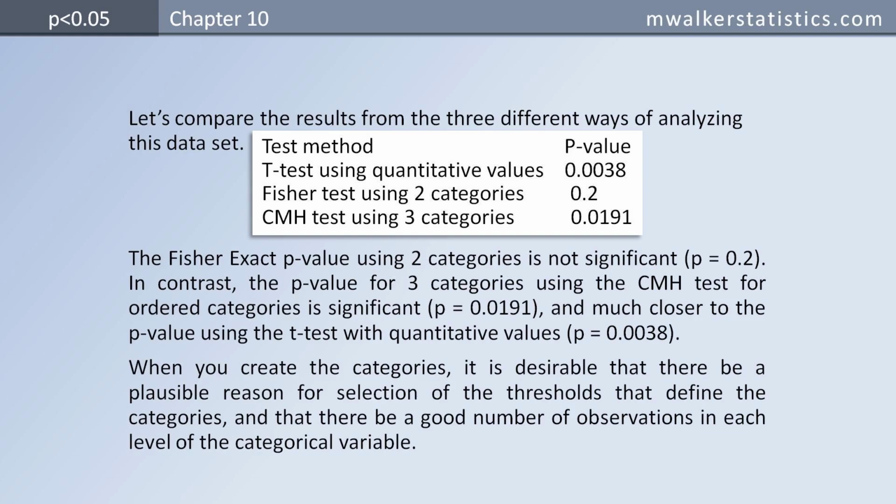P equals 0.0038. When you create the categories, it is desirable that there be a plausible reason for selection of the thresholds that define the categories, and that there be a good number of observations in each level of the categorical variable.